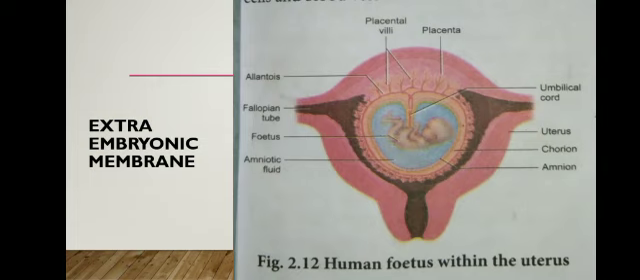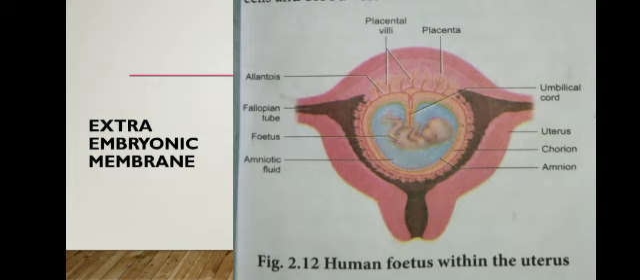Its function is that it provides a buoyant environment to protect the developing embryo from injury, regulates the temperature of the fetus, and provides a medium in which the fetus can move. Buoyancy means the floating nature, so it helps the baby float in the amniotic fluid, and it maintains the temperature. And the yolk sac forms a part of the gut, and it is the source of the earliest blood cells, and helps in forming blood vessels.